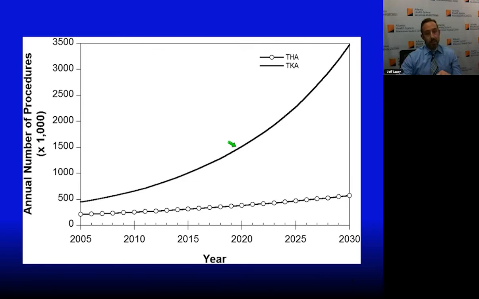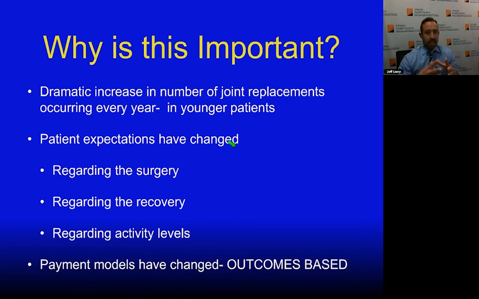So why is this important? With the dramatic increase, what we're seeing every year, doubling, tripling in the next decade, we're seeing it again in younger patients. And to go along with that, the patient population is more educated, more active, and the expectations of what we're able as orthopedists to provide with these operations has really changed in the last few years. Patients have a different expectation regarding the surgery, how long the surgery is going to take, how long they're in the hospital, how much pain they're going to have, how long the joint will last. They expect to be recovered in a quicker amount of time. They want to be back home.